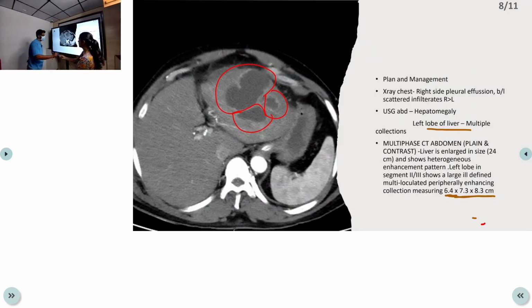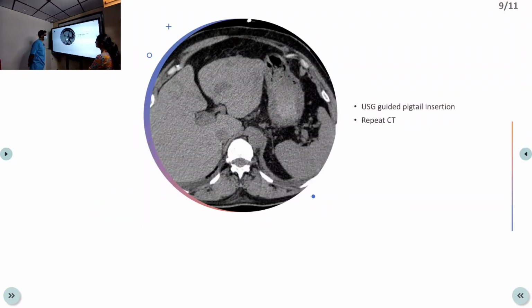So this patient comes into this category. Okay. Then how did you proceed with this case? Further, we did the ultrasound-guided pigtail aspiration. Following that, his symptoms improved, and his CRP and the lab parameters began to come down.